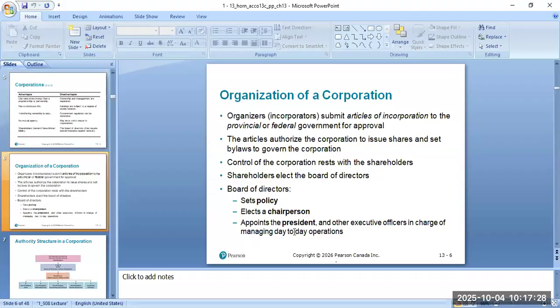Now let's see what the organization of the corporation is. Organization is similar to how I can open a corporation. First things first. Do you know how to open a business in Canada? Yes or no? No. No. It's very simple.